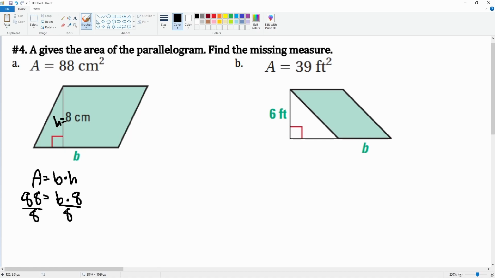Divide 8 to both sides. The right hand side cancels. 88 over 8 becomes 11. That gets you my base. So my base here equals 11.